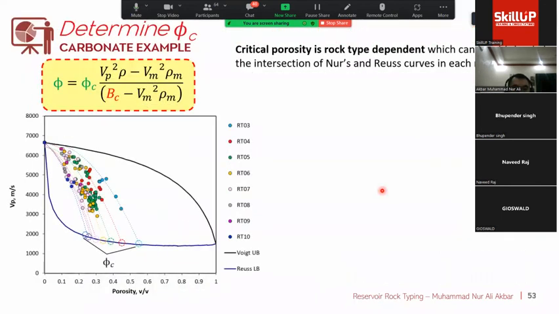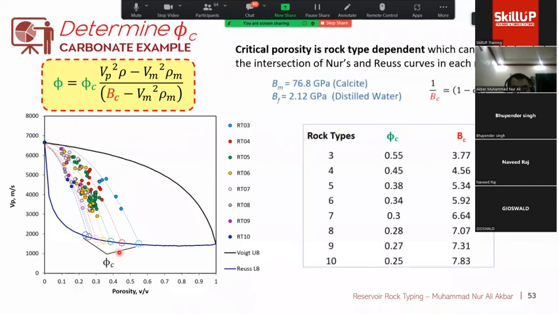And what happened? How do we define the critical porosity? When we have the Voigt upper bound and Reuss lower bound, we try to connect them with every rock group that's created from the PGS. And every rock group has its critical porosity from the different rock groups. And from here, when we have the critical bulk modulus at the critical condition based on this equation, finally we can predict the porosity once we already know the critical porosity and also the bulk modulus at the critical conditions.